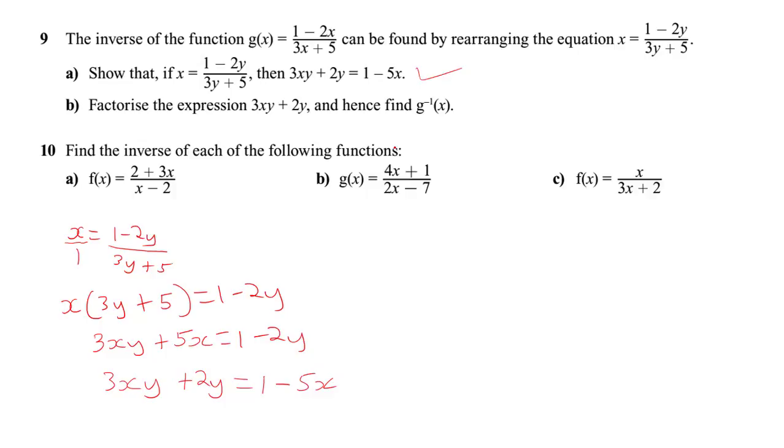Now the other part they're saying is that by factorizing the expression 3xy plus 2y, and hence find the inverse of the function. Now this function is this one here, which is still that. So g(x) equals 1 minus 2x all over 3x plus 5. So that's what I want to do now. So factorize that expression first. So I'll take this one out.